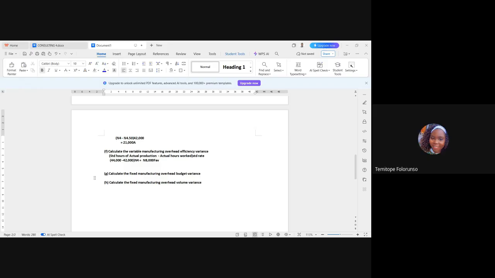Okay. The formula is budgeted fixed overhead minus actual fixed overhead. So that would be 240,000 minus 250,000. So that's 10,000 adverse.